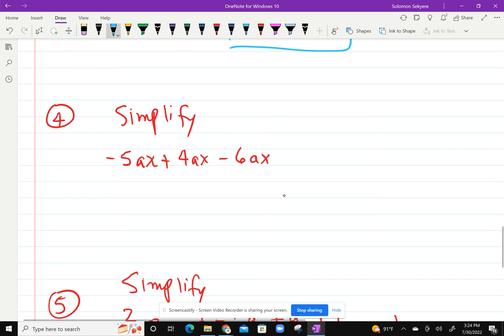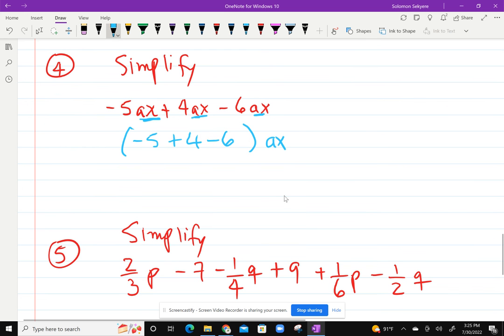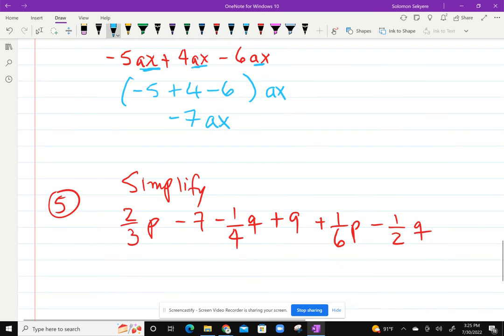Negative 5ax plus 4ax minus 6ax. Since they are all ax, these are all like terms. So basically what you're doing is negative 5 plus 4 minus 6. Do you know how to do this? And then after that, you bring your ax at the end of it. What is this? Negative 7ax. Negative 5 plus 4 is negative 1. And then negative 1 minus 6 is negative 7.